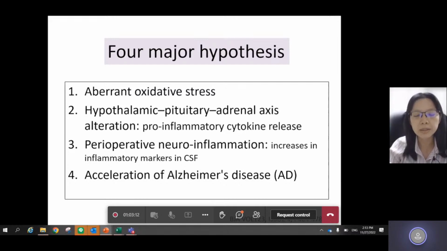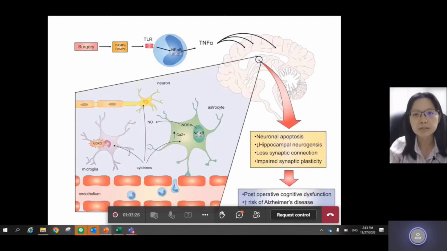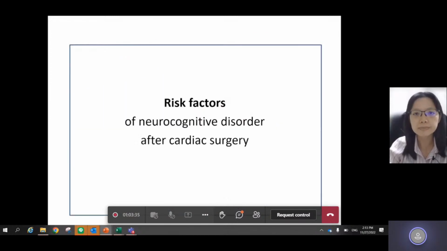Furthermore, there's another hypothesis that these patients are prone to have POCD because they are already candidates for Alzheimer's disease, and the surgery accelerates the disease progression. Here is a summary of the interaction between the 4 different hypotheses. There's neuroinflammation and cytokine release. However, it's not helpful for practical practice.